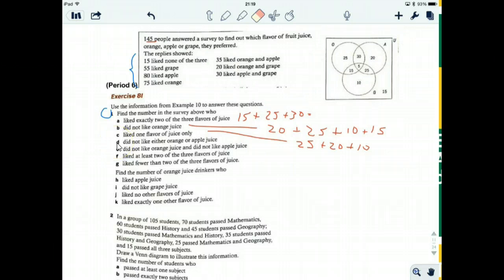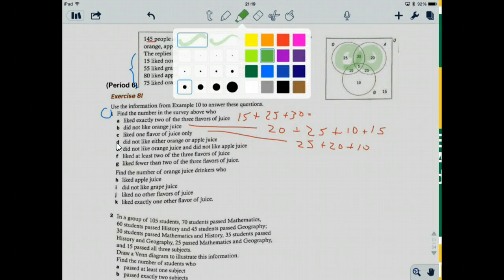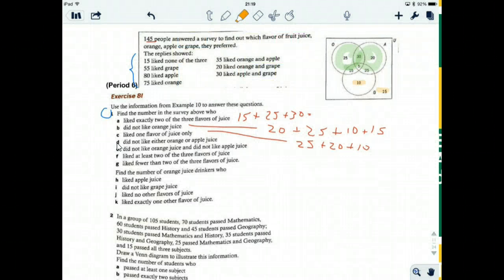Did not like either orange juice or apple juice. So either orange juice or apple juice would be the union of these 2 sets. So did not like those, it would be these 2. So that would be 25.